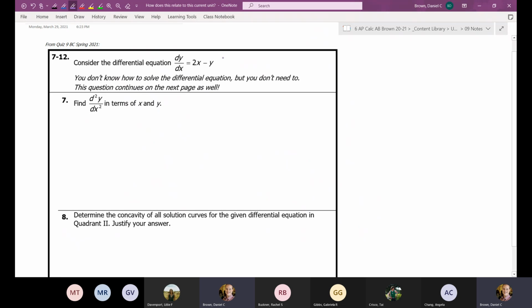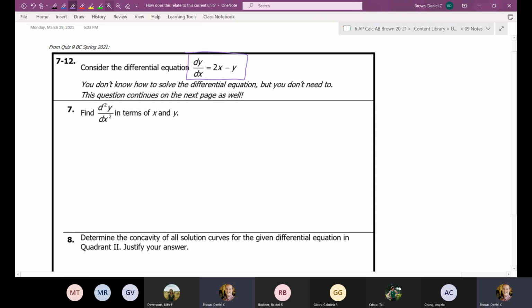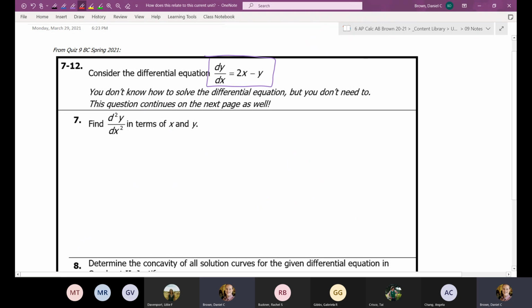Again, when we see dy/dx, that is the first derivative. So it's actually going to be a little bit shorter than the one that we just did since it's giving us the first derivative. And it tells you to find the second derivative in terms of x and y. Well, taking the derivative of that problem, go ahead and do it. You have dy/dx. Go ahead and see if we can find the second derivative in terms of x and y.